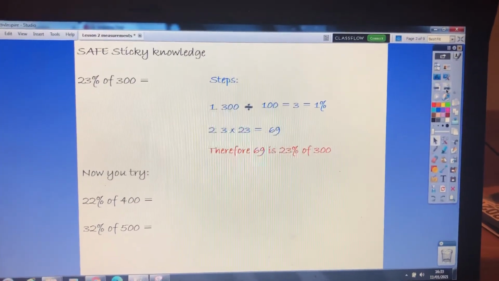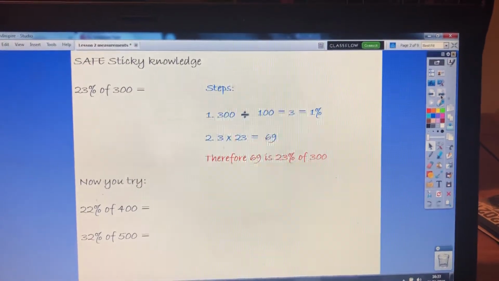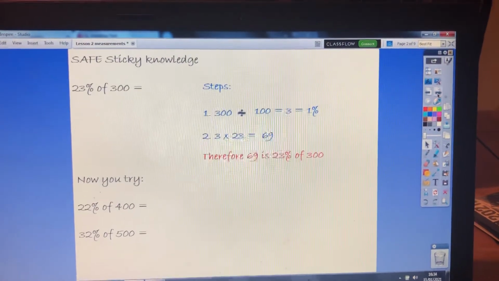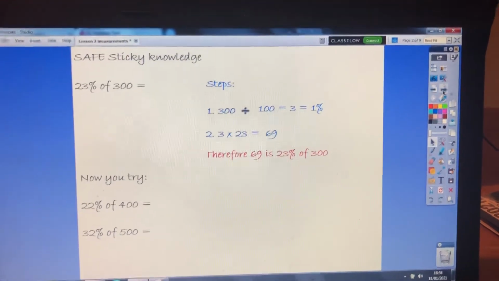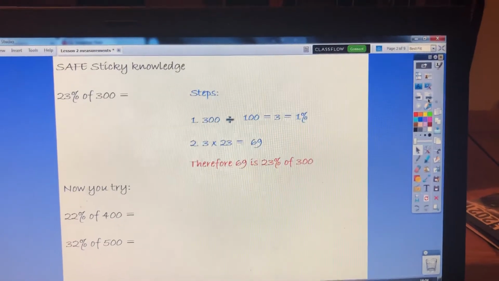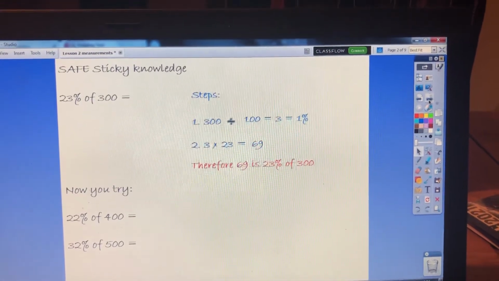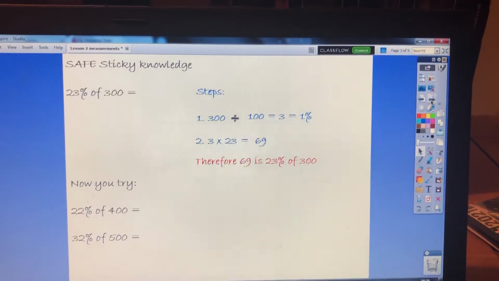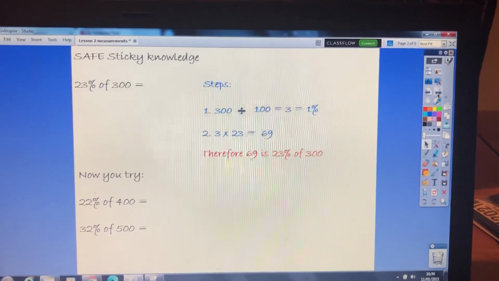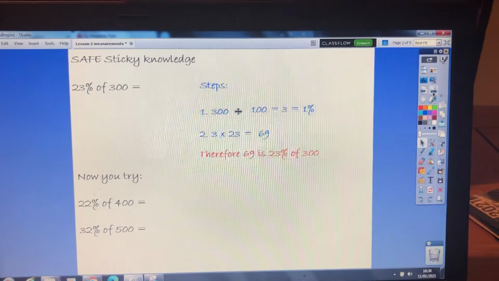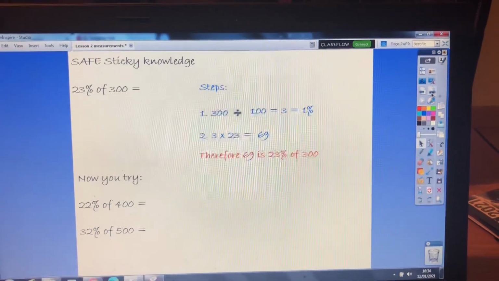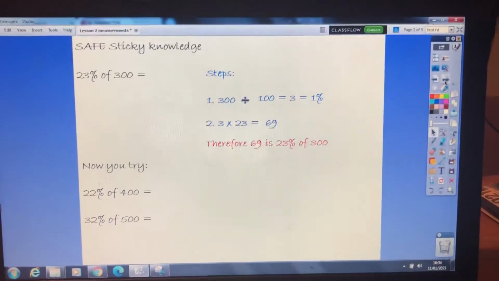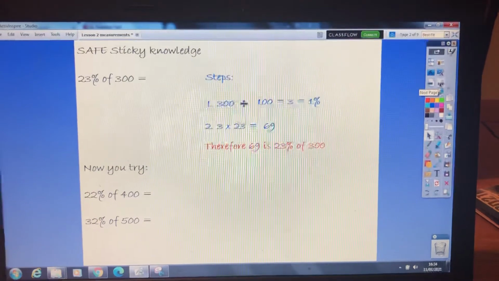So 300 is the 100%, so to find 1%, you divide by 100, which would be 3, and that is 1% of 300. However, we need 23%, so my 1%, I need to multiply by 23, so the sum is 3 times 23, and the answer is 69. So just to recap, when you try your examples, so for 400, your first step would be to divide 400 by 100, and your first step for 500 will be to divide 500 by 100. Good luck with those.